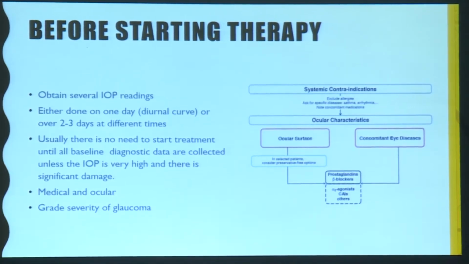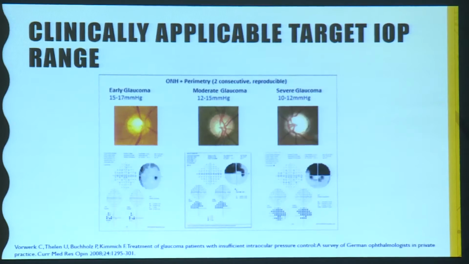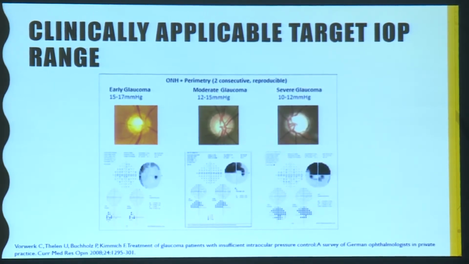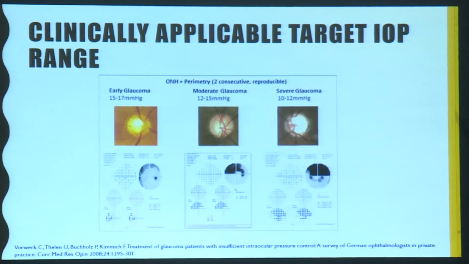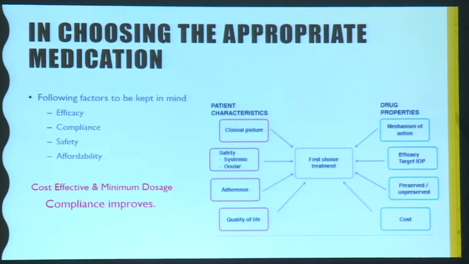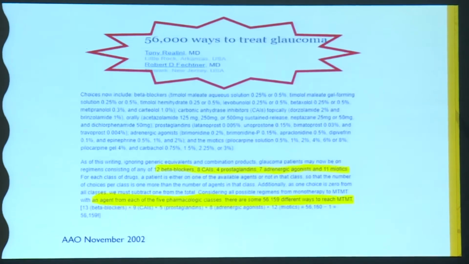Take a good medical and ocular history, grade the severity of glaucoma. Now clinically applicable target IOP can be set at a range of 15 to 17 if your patient has early glaucoma, 12 to 15 millimeters if the patient has moderate, and 10 to 12 millimeters of mercury if the patient has severe glaucoma. And in choosing your appropriate medication, the most important factors to be considered are cost effectiveness and minimum dosage, because this is what is going to decide the compliance from the patient.